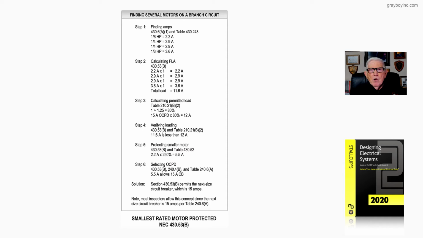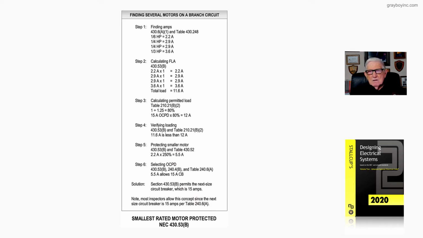And in step 1, again, 430.6(a)(1), instead of referring you to table 430.250 for 3-phase, the reference is to table 430.248 for single phase. And a 1/6 horsepower is 2.2 amp. A quarter horse is 2.9 amp. Another quarter horse is 2.9 amp. And then the 1/3 horse is 3.6. So those are the motors that are being connected to this 15 amp branch circuit.